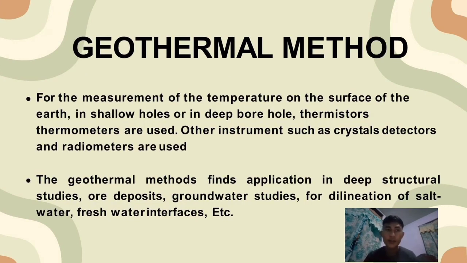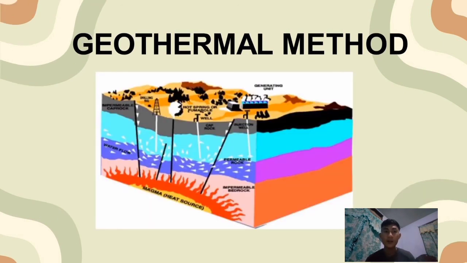For the measurement of temperatures on the surface of the Earth, in shallow pools or in deep pools, sensors and thermometers are used. Other instruments such as crystal detectors and radiation meters are also used. The geothermal method finds applications in deep structural studies, ore deposit studies, and groundwater studies for delineation of the salt water and fresh water interface, and so on.